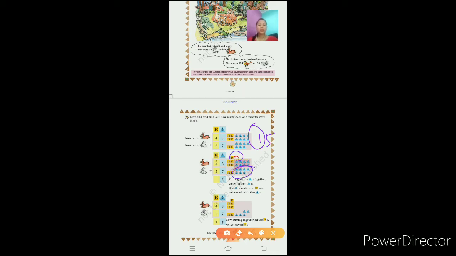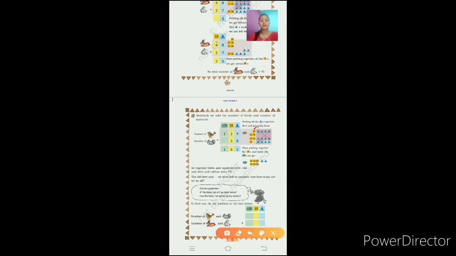Now it becomes 5, and 1 carry is here because of this ten. Now 4 plus 2 and 1 carry, that is 7. So the total number of rabbits and deer is 75. Similarly, we add the number of birds and number of squirrels.